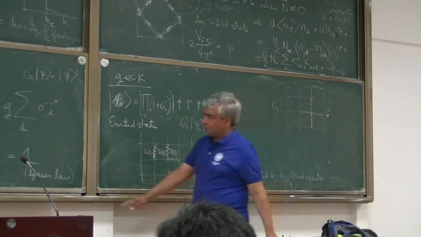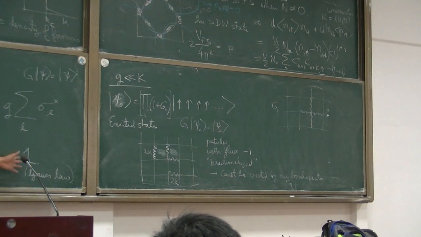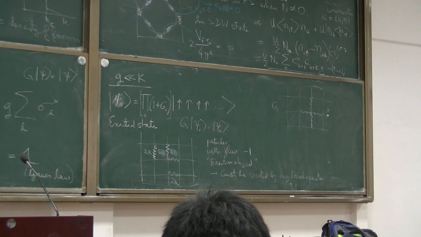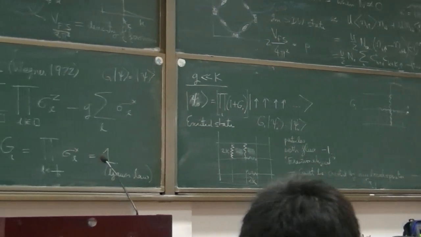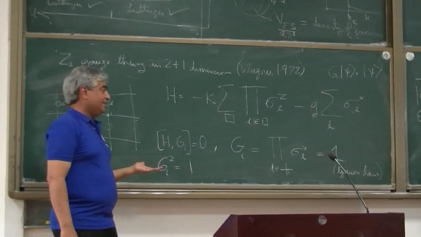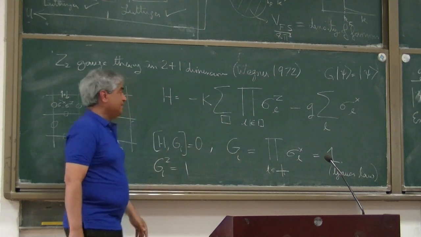A question I got was, where am I imposing this constraint, G_i? Well, this is really my definition of the model. This is an operator that commutes with the Hamiltonian, so every state must have some eigenvalue of G_i, and I just pick it to be one. So this is my definition of the Hilbert space.